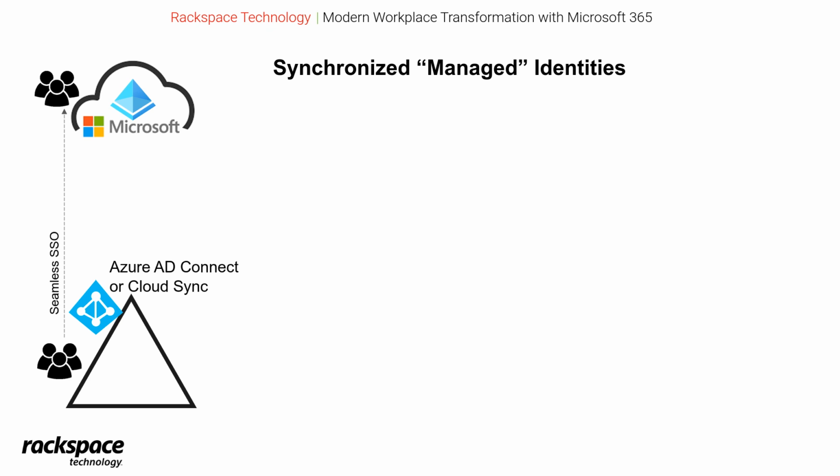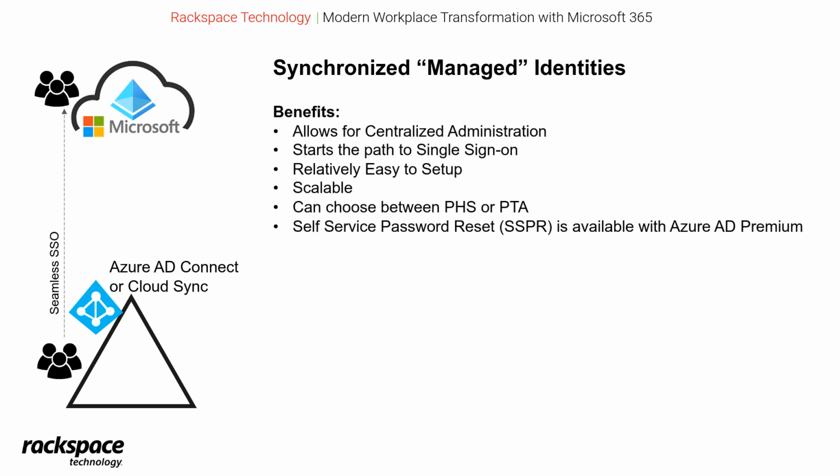And what I mean by that is Azure AD Connect, as you can see there, or Azure AD Cloud Sync, which is Azure AD Connect's little brother. It's going to help synchronize users and passwords to Azure AD. Now, the benefits of this are that this allows for a better centralized administration. This also starts you on the path of single sign-on. This kind of model is relatively easy to set up. As I mentioned, it involves installing the Azure AD Connect or Cloud Sync, and it's scalable.